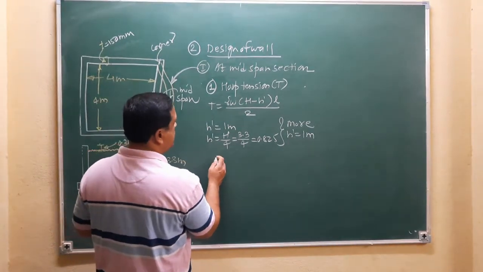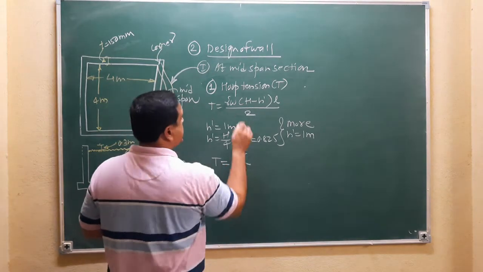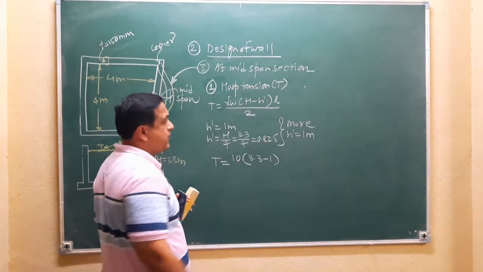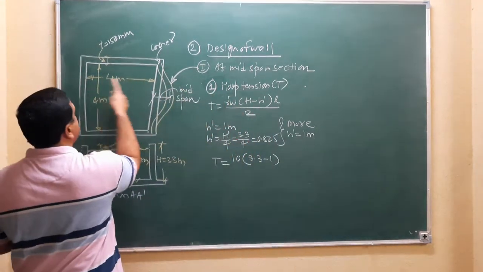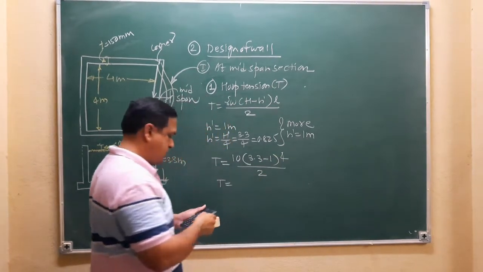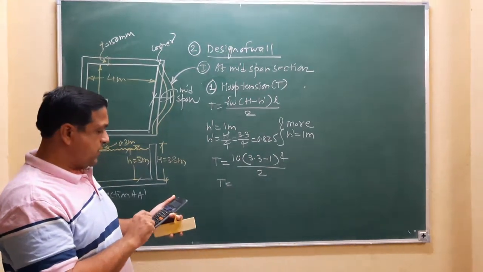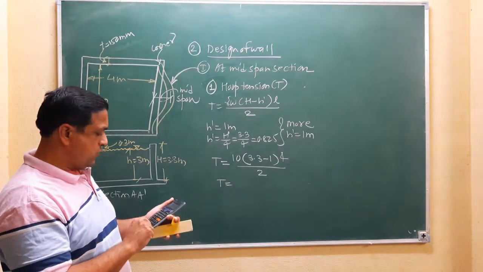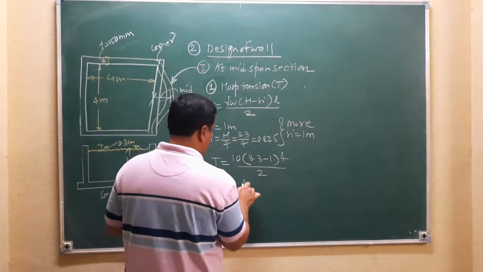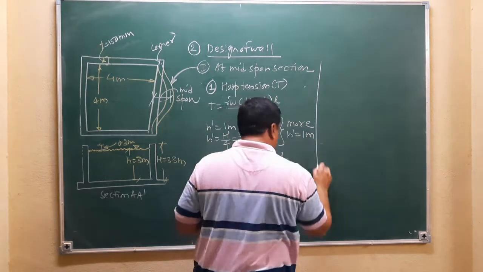So what is the hoop tension now? The hoop tension T is gamma W is 10, capital H is 3.3, H dash is 1. What is L? L is 4 meter, divided by 2. You have to calculate: 3.3 minus 1 into 4 into 10 divided by 2. Hoop tension is 46 kilonewton. This is the hoop tension.